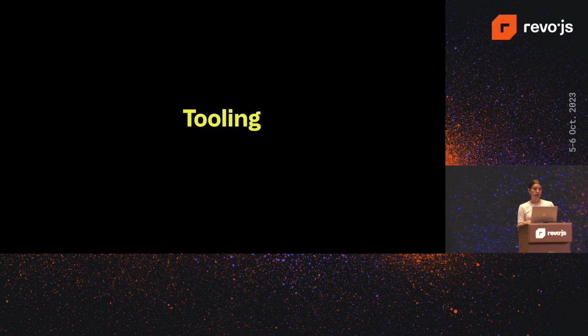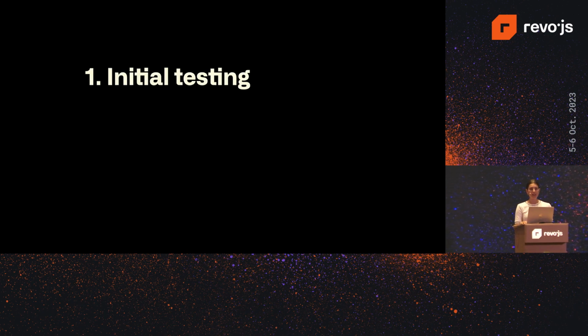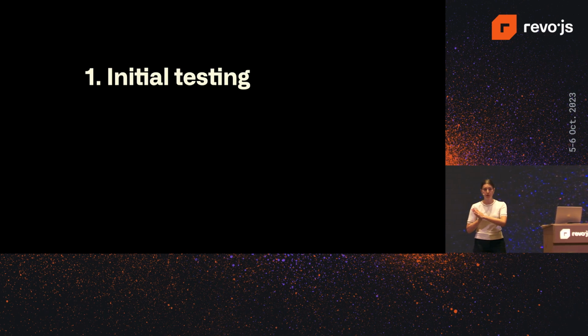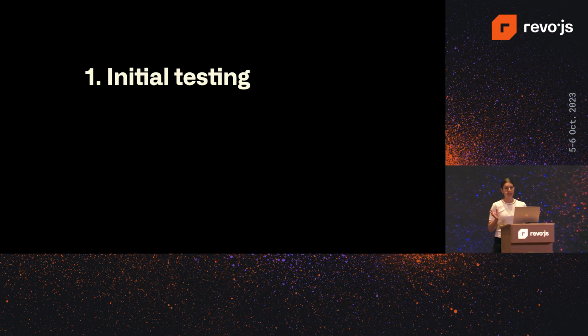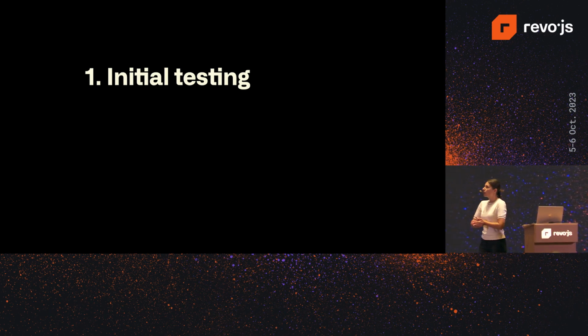All right, now let's go into tooling. So there are three parts of the web performance tooling that you need to look into. And the first part is obviously the initial testing, because you need to find out where you stand, how well your website is performing in general. If it's sluggish, or maybe it's perfect, maybe you don't need to optimize anything.